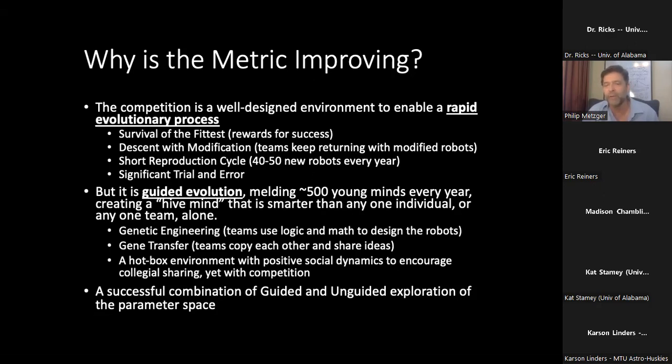There were about 500 young minds every year creating this hive mind that was smarter than any one individual, we think. And there was the equivalent of genetic engineering, because teams were using logic and math to design the robots. So it wasn't just a survival of the fittest type thing. There was gene transfer, because teams would copy each other and share ideas. And there was a hot box environment that had positive social dynamics to encourage collegial sharing, but yet with competition. And we think this is a successful combination of guided and unguided exploration of the parameter space.